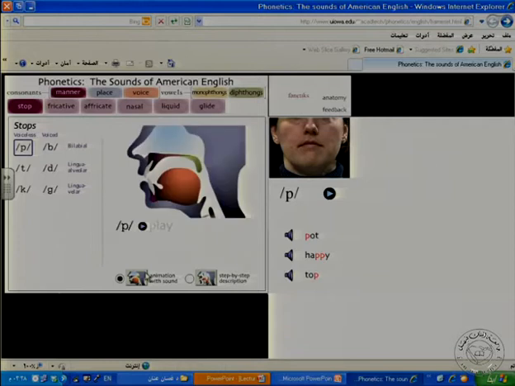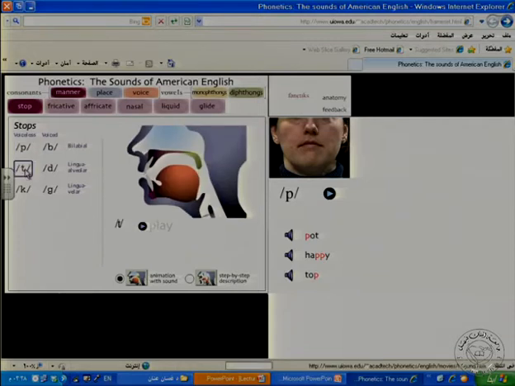Now, let us take one more example. Click on t. Now, play here the sound t. What exactly happens here? The tongue touches, see, the alveolar ridge, and here the velum closes the nasal cavity.